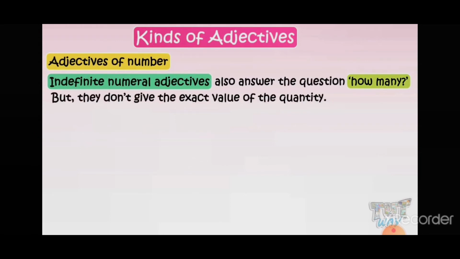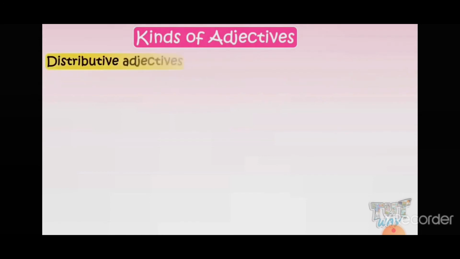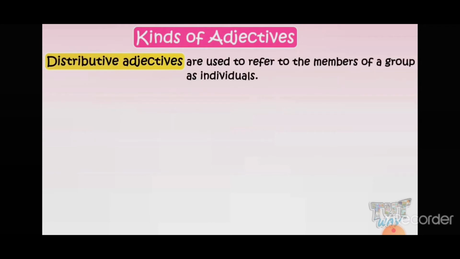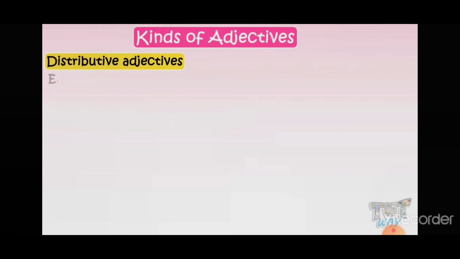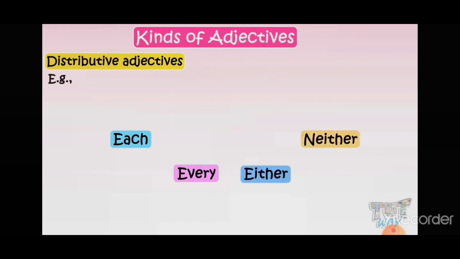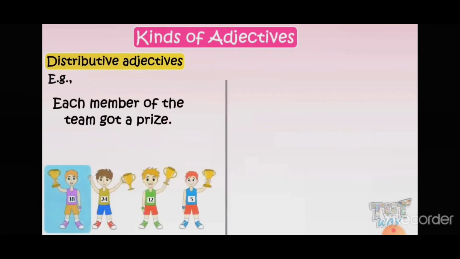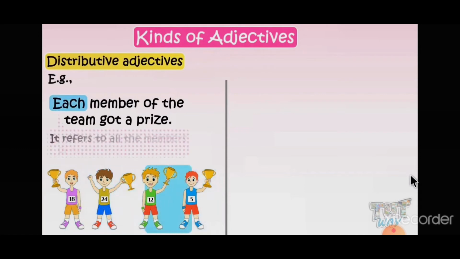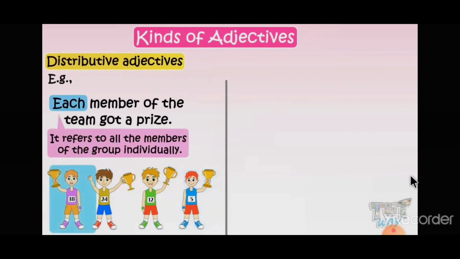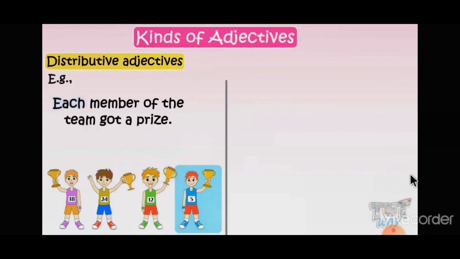Now let's learn about the next type of adjectives, and it is distributive adjectives. Distributive adjectives are used to refer to the members of a group as individuals. For example, each, every, either, neither, etc. Now let's see their usage. Each member of the team got a prize. Here, each is a distributive adjective. It refers to all the members of the group individually.